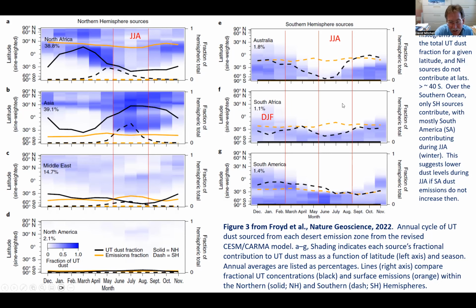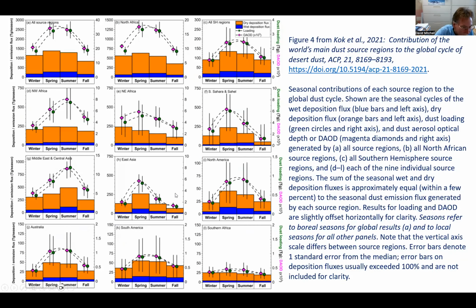In the southern hemisphere, the dust is coming from South America, mostly in the wintertime. And then in the summertime, it's both South America and Australia. So down here, this is a paper from Koch et al. 2021, where for South America, you can see between winter and summer, there's about a doubling of dust aerosol optical depth. And then in Australia, it's even more of a change between winter and summer.